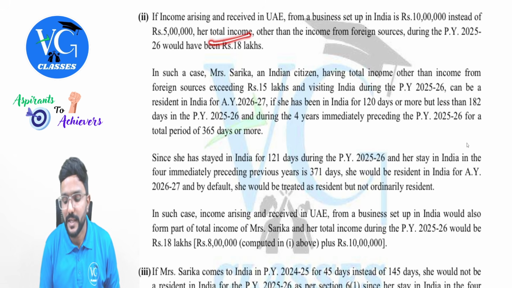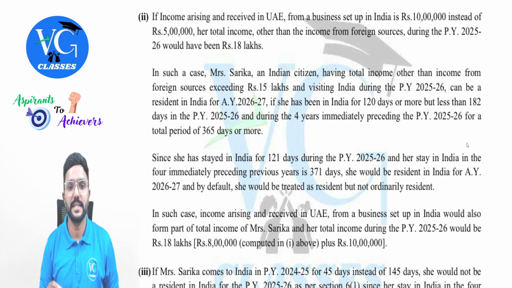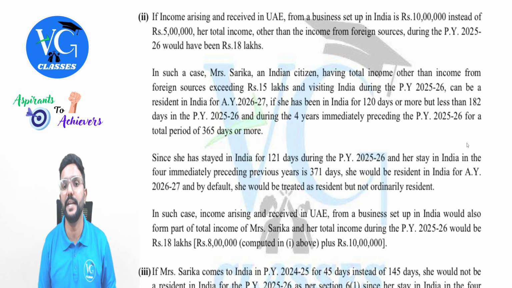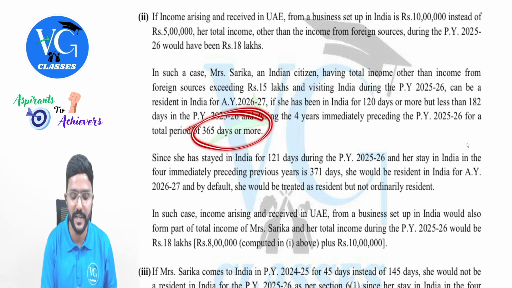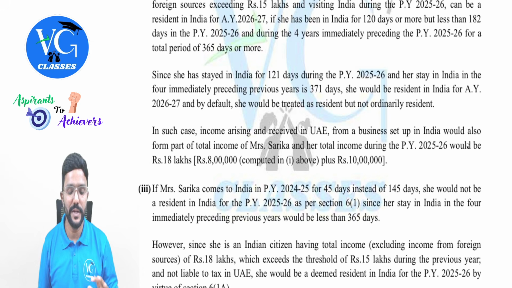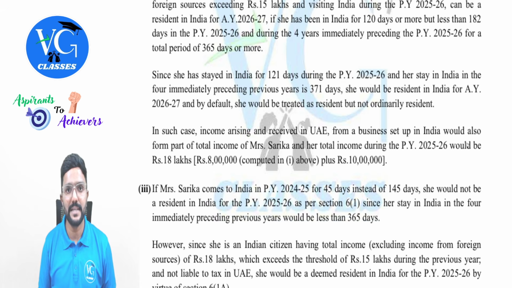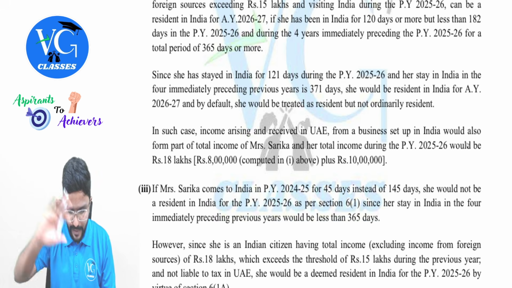So the total income other than the income from foreign source in such case would be 18 lakh. In such a case, Sarika is an Indian citizen having a total income other than the income from foreign sources exceeding 15 lakh and visiting India during the previous year. She can be a resident in India if she has been in India for 120 days or more, but less than 182 days in the previous year, and during the 4 years immediately preceding the previous year for 365 days or more. So during the previous year, she is in India for 121 days. So part of the condition is satisfied. During the last 4 years, she is in India for 371 days. So both the parts are satisfied under section 6 subsection 1. The second condition is satisfied.